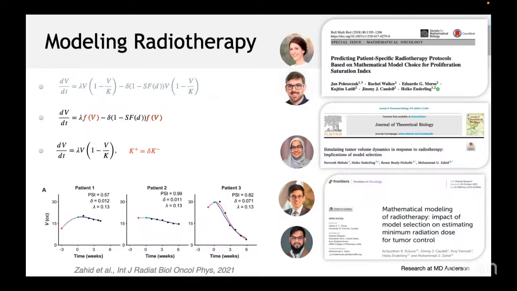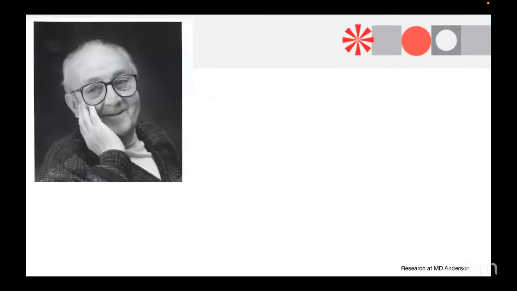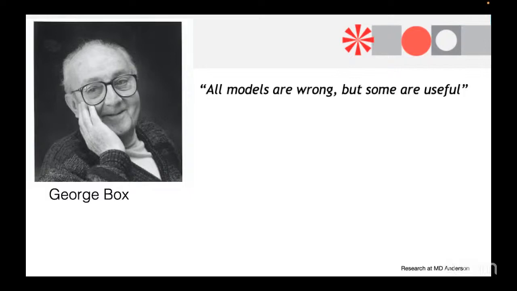So for those of you who know baseball, we are now going into the 7th inning stretch and we're going to do some exercises. Does anybody know who that gentleman is? Show of hands. Awesome. Who knows why you know him? What's he known for? So that's George Box. And he apparently said this quote, all models are wrong, but some are useful. Now, I would like everyone in the room to please stand up if you ever use this quote.